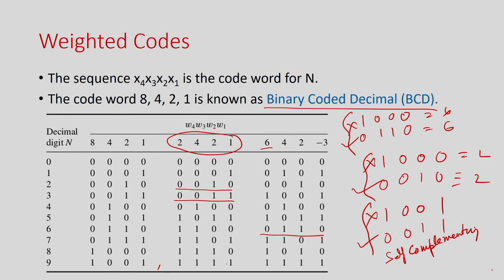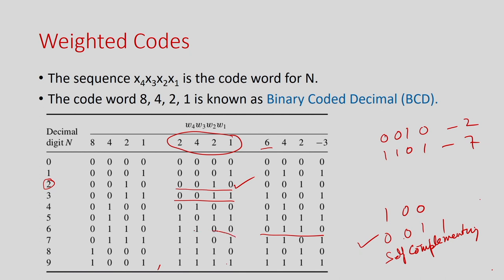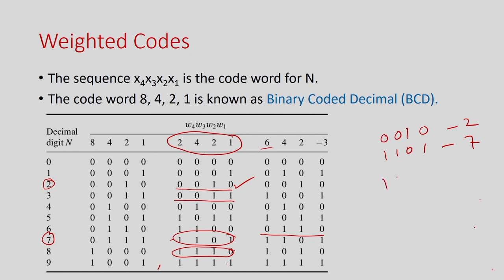So, let us look into this. Say for example, if I take the 2421 code and say I take this value, 0010, this value is 2, right. If I complement the value, 1101, this should be 7, right. So, I can see here that 1101 is 7. So, this is self-complementing, and this is true for any of the values, ok. Let me take one more example. Suppose I take 1110, which is 8, and if I complement it, 0001, which should be 1, and this is 1, right. So, this is self-complementing, ok. So, this is the property this particular code word holds.